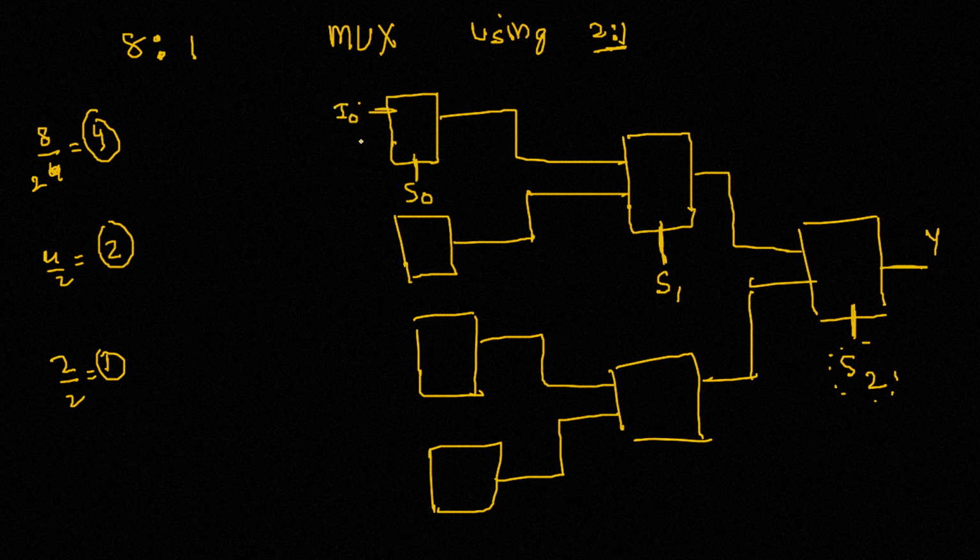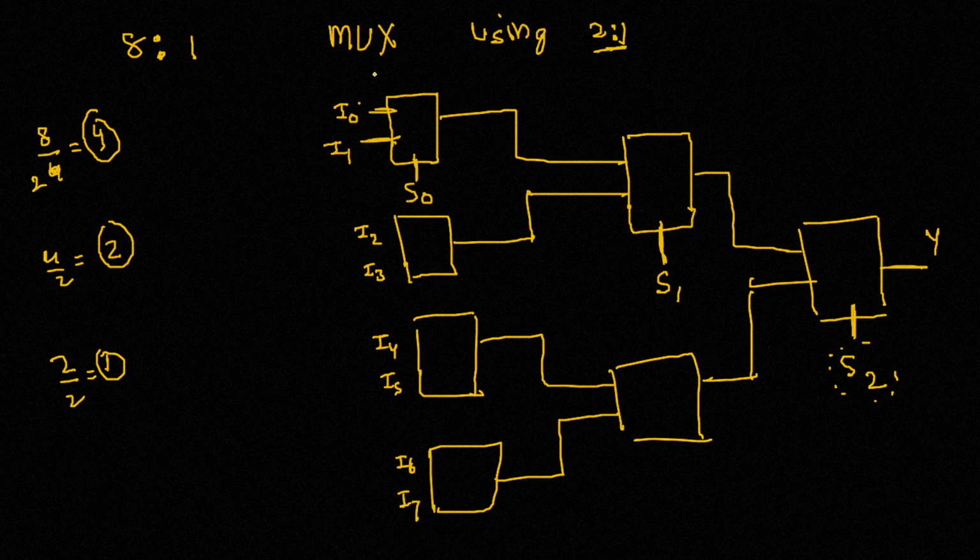Then we have 8 inputs here: I0, I1, I2, I3, I4, I5, I6, I7. So we have 8 inputs, and let's implement the 8 cross 1 mux here. So we have S1, S0, S1, S2, S1, and S0, and let's see the output. So first we have 0, 0, and 0. So if S2 is 0, it means the 2 cross 1 mux takes the input which is on top, right?